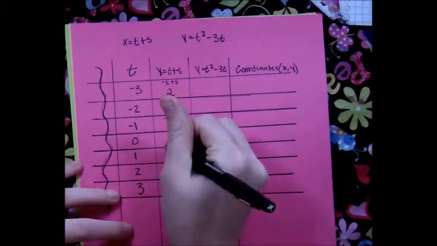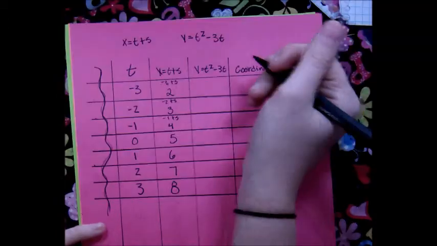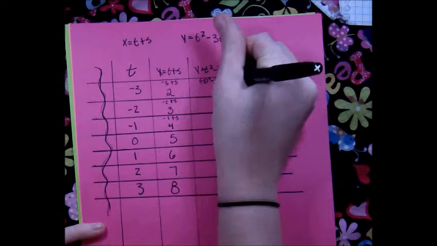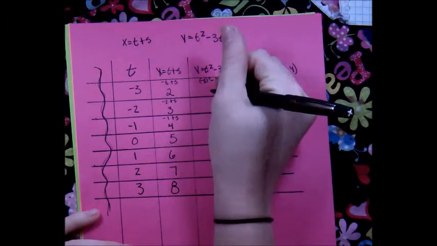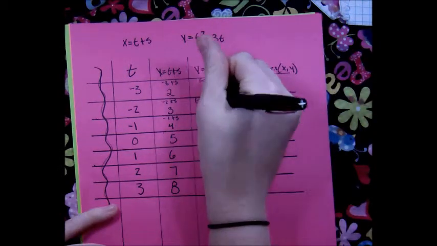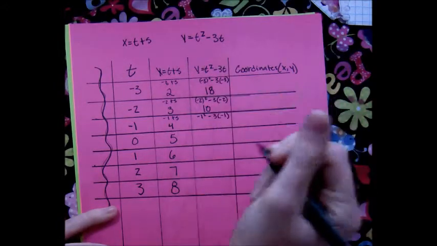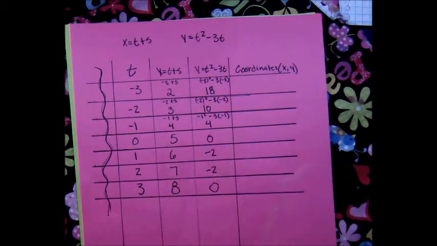In our second equation, y equals t squared minus 3t, we're going to do the exact same thing. For our first one, we're going to plug negative 3 into t. So we're going to have y equals negative 3 squared minus 3 times negative 3, and that gives us 18. And we're going to keep doing this. In our second one, we plug negative 2 into t. So negative 2 squared minus 3 times negative 2 gives us 10. And you're just going to keep going down until all yours are filled up.